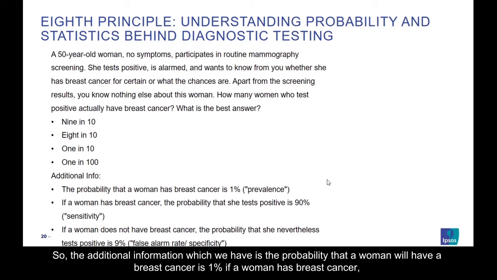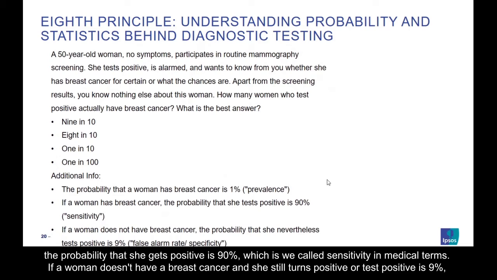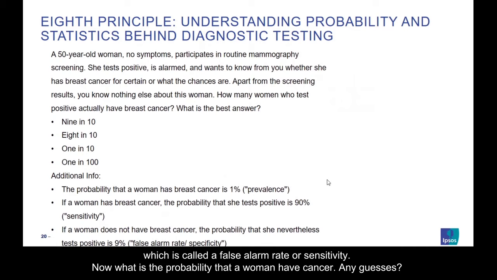So the additional information which we have is the probability that a woman will have breast cancer is 1%. If a woman has breast cancer, the probability that she tests positive is 90%, which we call sensitivity in medical terms. If a woman doesn't have breast cancer and she still tests positive is 9%, which is called a false alarm rate. Now, what is the probability that a woman has cancer? Any guesses?